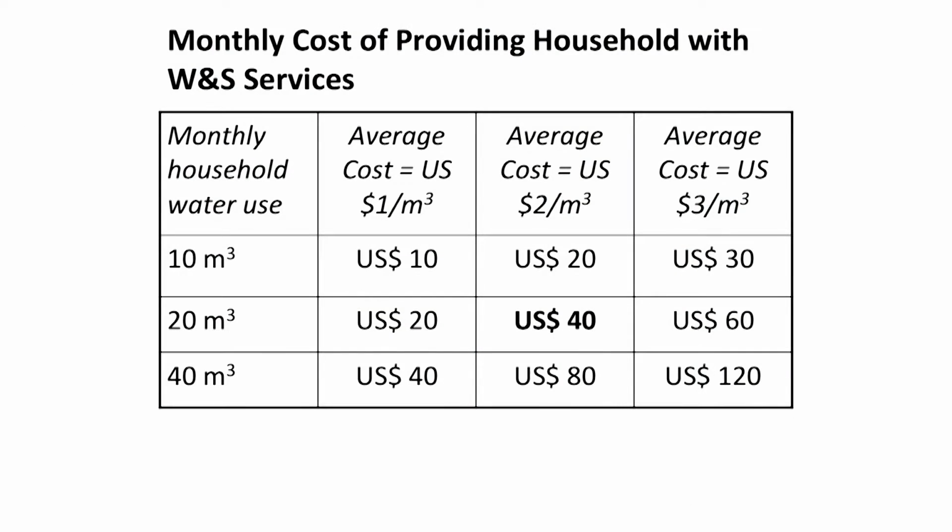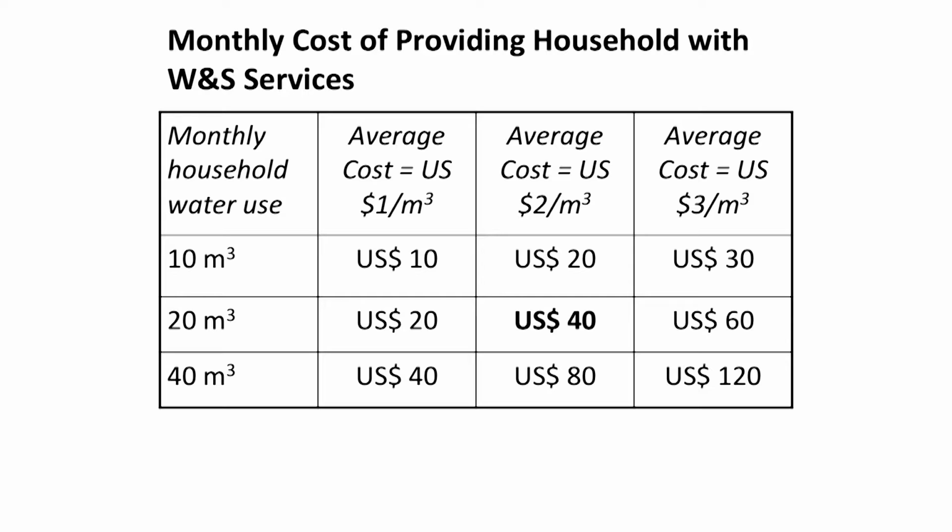On this slide, we combine these estimates of monthly household water use with our estimates of the cost per cubic meter to estimate the cost per household per month. Let's first look at the cell in the middle. This case is for a household using 20 cubic meters per month. The services cost $2 per cubic meter, so the total cost per household per month is $40.